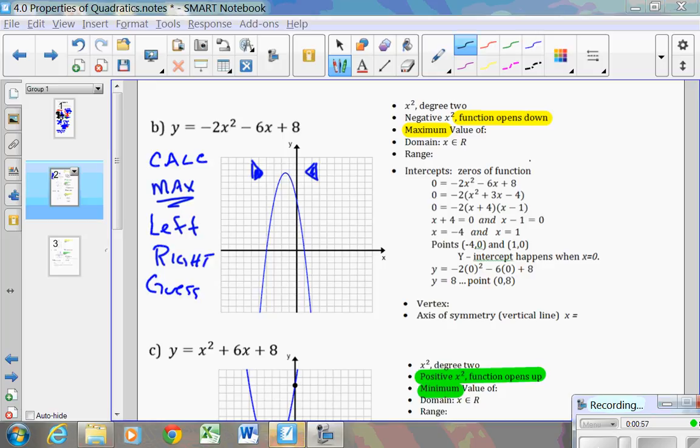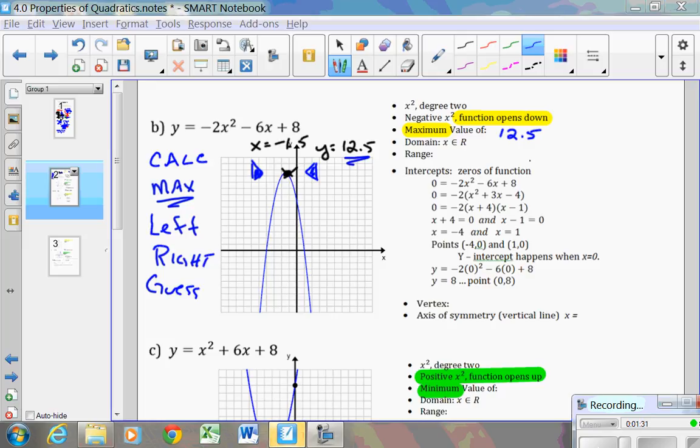And when you guess in between, you should get that blinking point up top here. And that blinking point up top should say x equals negative 1.5 and y equals 12.5. So a little bit of calculator work in regards to knowing how to find the highest point of the curve. So the maximum value is 12.5 for our function.